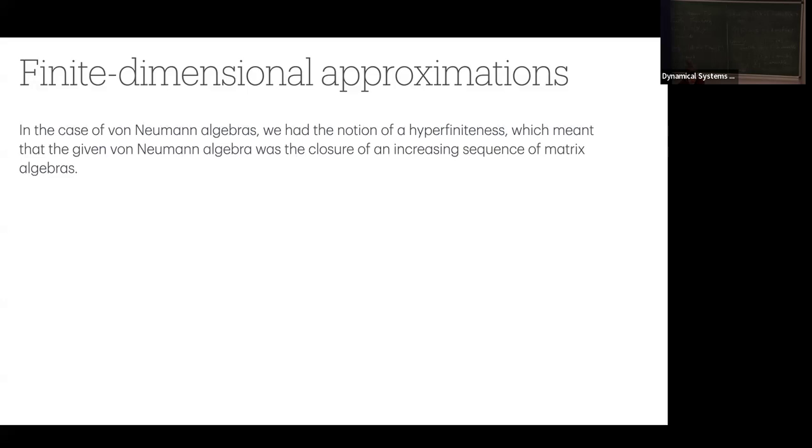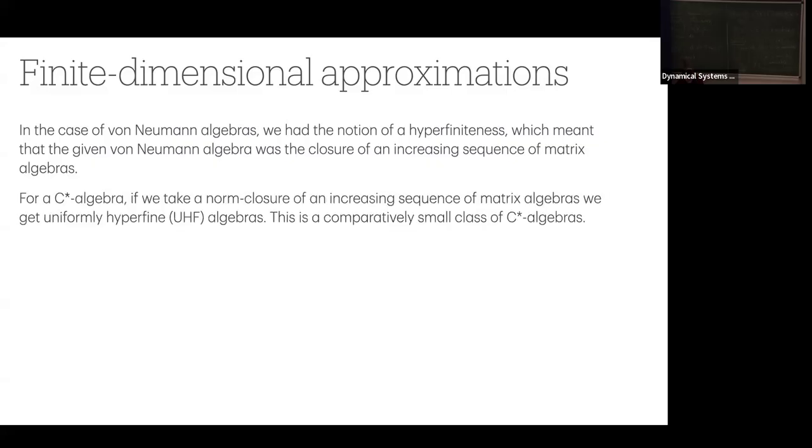In the case of von Neumann algebras, we had this notion of hyperfiniteness, which meant that a von Neumann algebra is the closure of an increasing sequence of matrix algebras. We could do the exact same thing in C-star algebra world: take a bunch of matrix algebras with maps between them, and take the norm closure of this inductive sequence. What do we get? We get something called uniformly hyperfinite algebras.